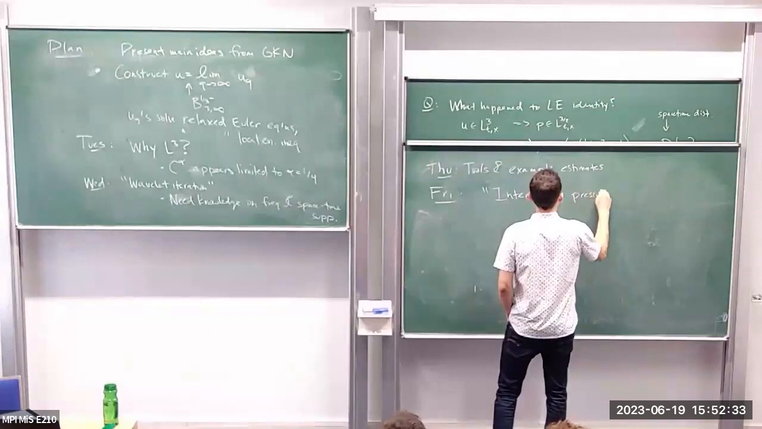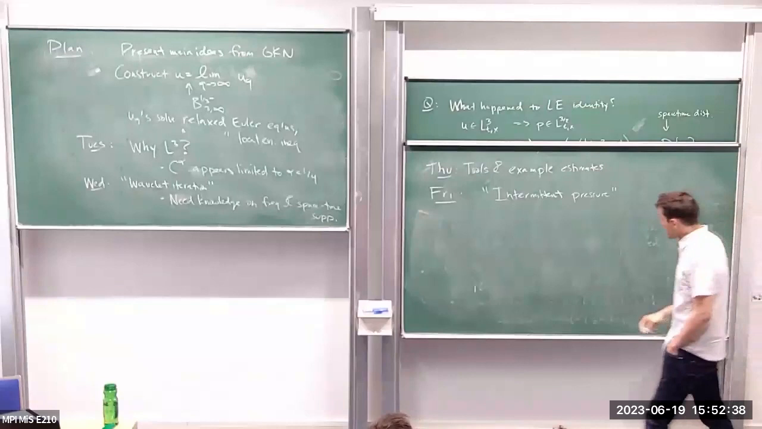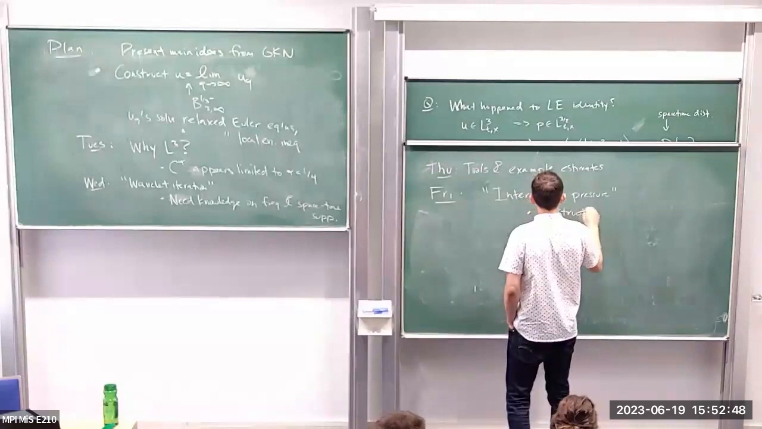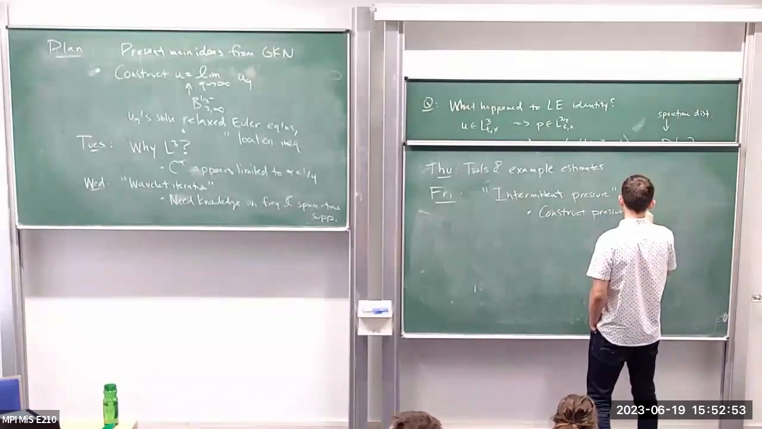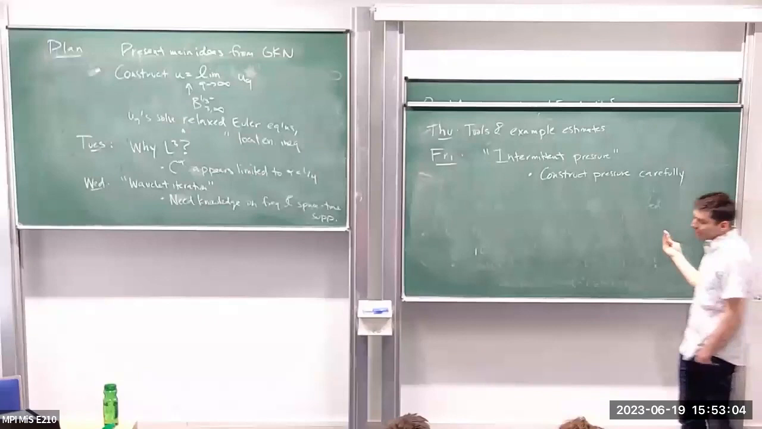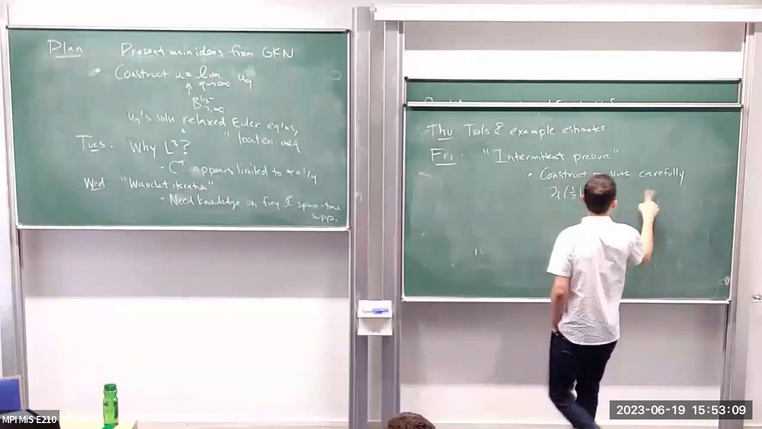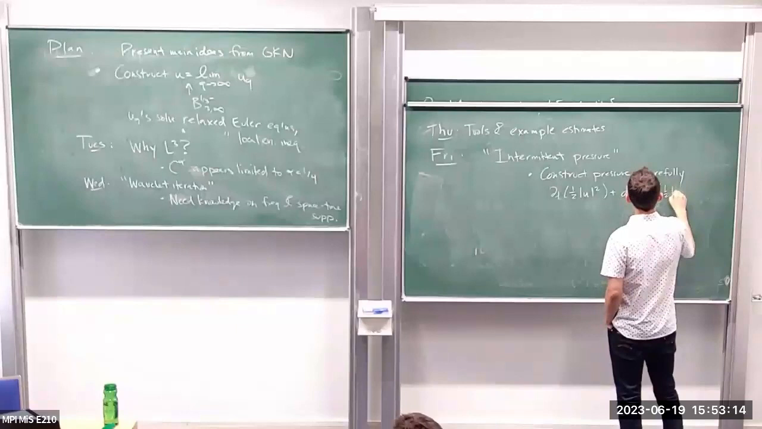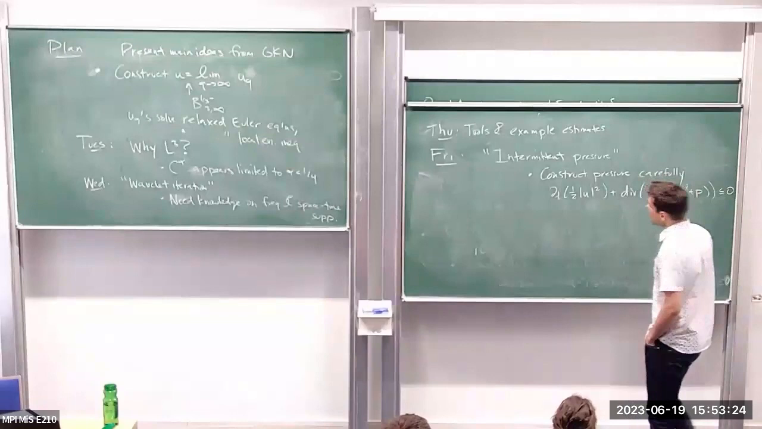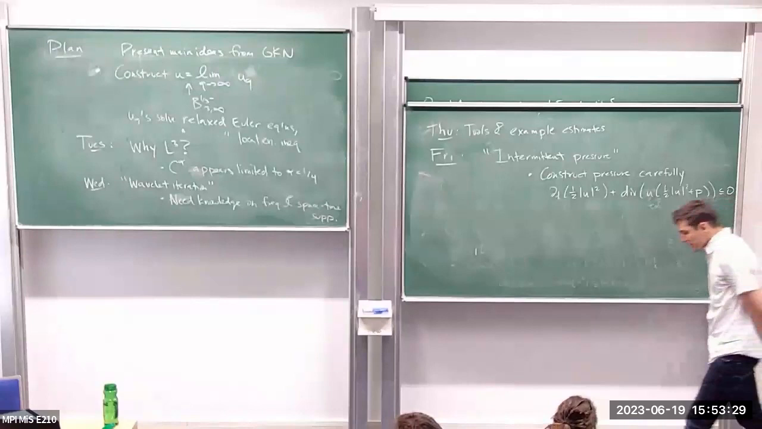Meaning that we have to construct rather carefully the pressure that appears in our solutions. I'm not really sure how to explain why this is the case, other than to say, if you look at the equations or the relaxed local energy identity, there aren't that many terms appearing in there. And so if you want to make it less than or equal to zero, maybe you have to be careful with the pressure.